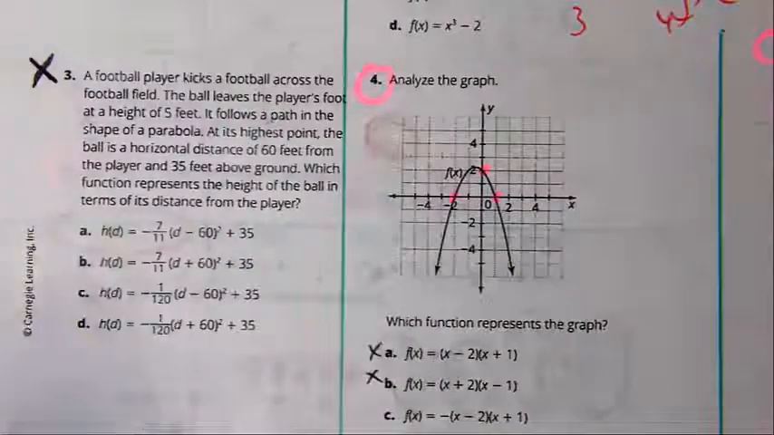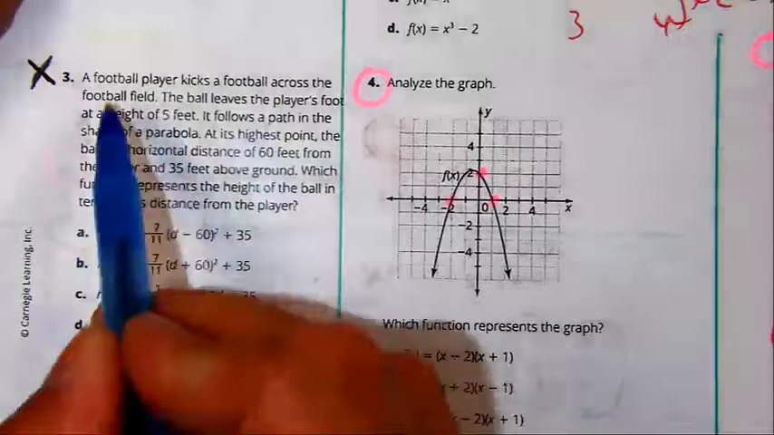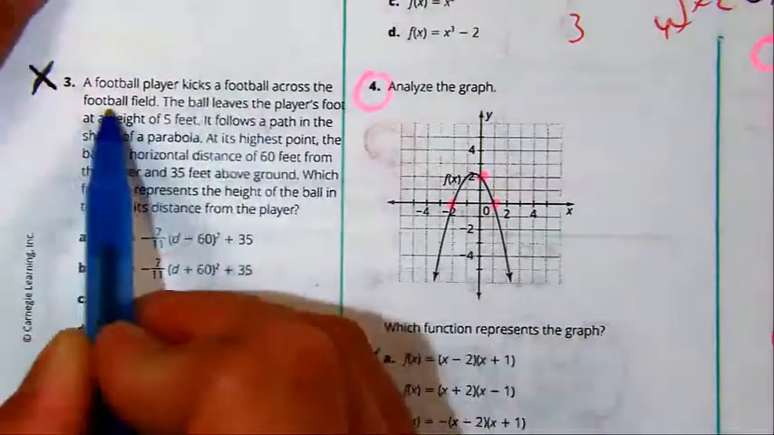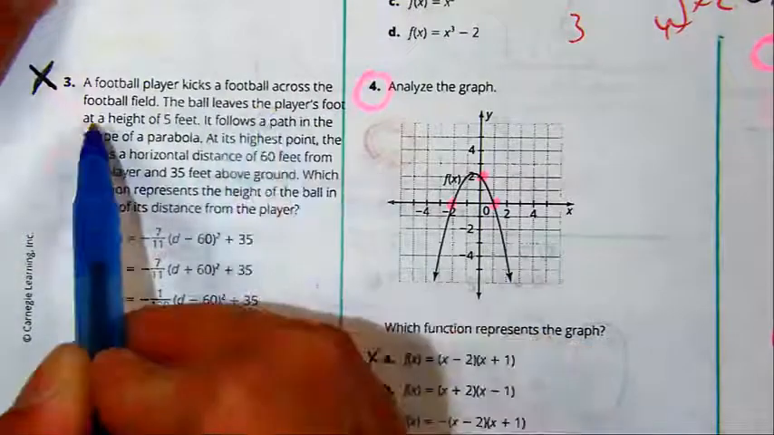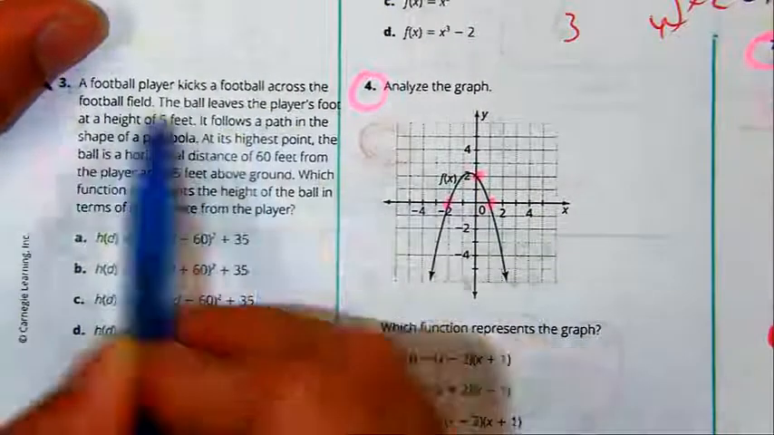Alright, question number 3. I put an X on there. That was the extra credit question from last year. I'm sorry, there's a word problem. Never mind, not an extra credit question. A football player kicks a football across the football field. The ball leaves the player's foot at a height of 5 feet. It follows a path. Let's just draw a picture.